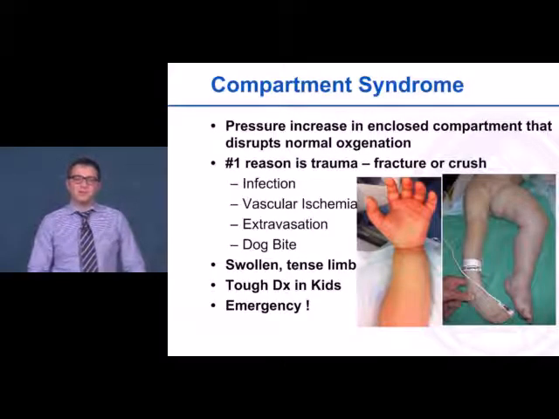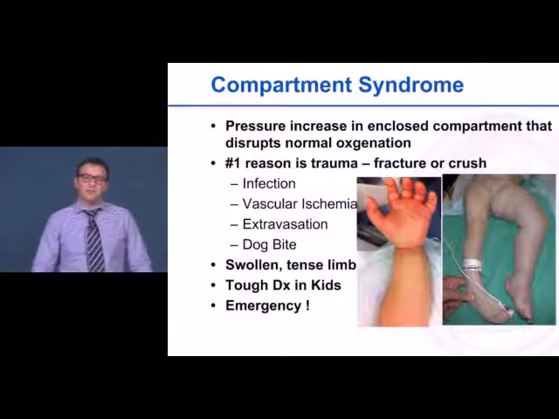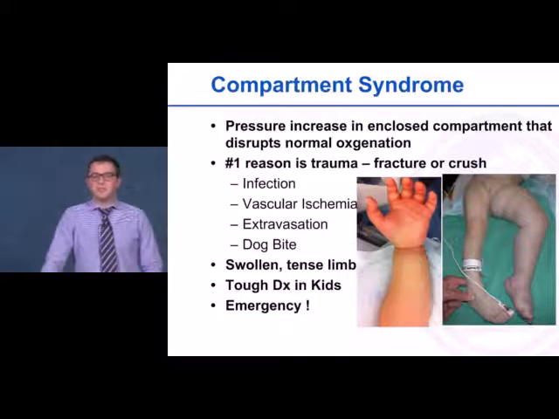So compartment syndrome, what is it? Compartment syndrome is a scenario where there's increased pressure within an enclosed compartment. This disrupts the normal oxygenation that's occurring in the leg, and what happens is we start to see ischemia. There's a lack of oxygenation that occurs in that compartment, which eventually leads to muscle death and nerve death. The number one cause of compartment syndrome is a fracture or a crush injury. But there are other causes that more commonly would present to a clinical setting.